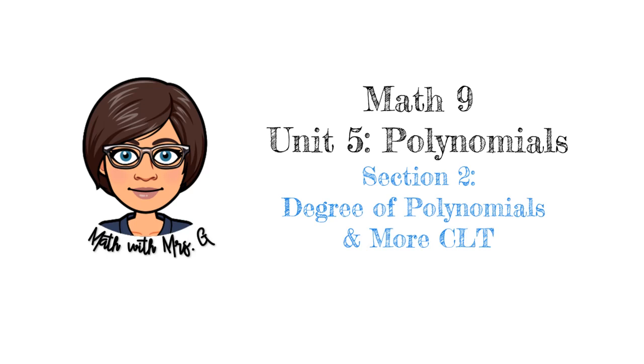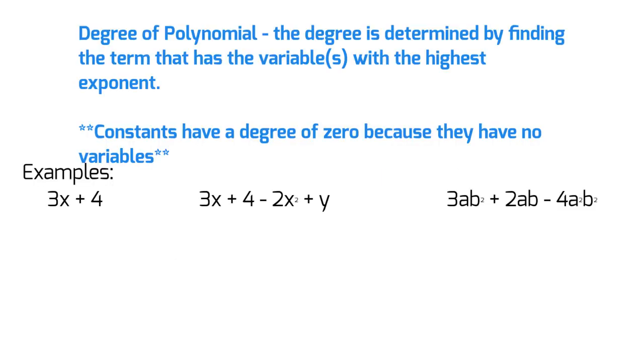In this video, we're going to introduce how to find the degree of a polynomial and go over more collecting like terms. The degree of a polynomial is determined by finding the term that has the variable with the highest exponent. If a term is a constant, the degree of that constant is 0 because it has no variables. Let's take a look at a couple of examples.